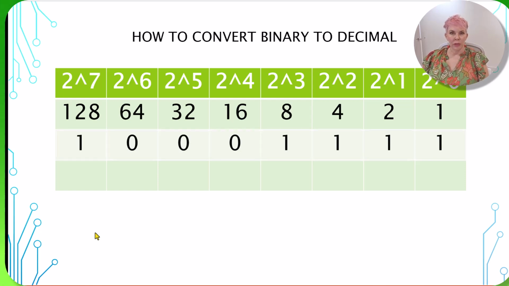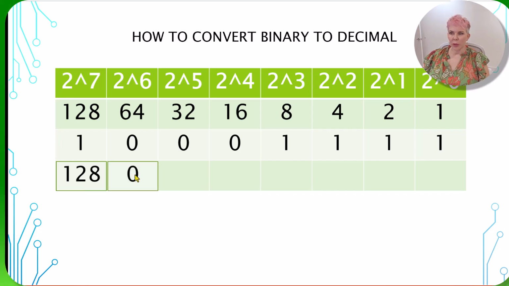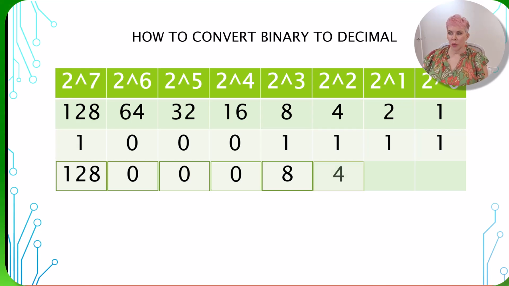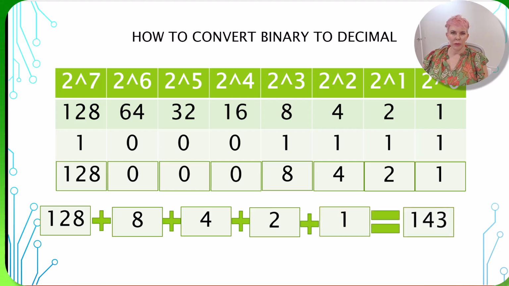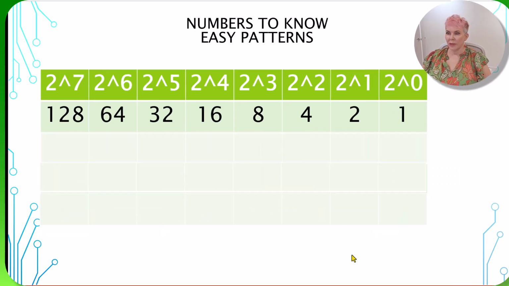Let's take a look at what we've been doing. If I have this binary value where the 1 is turned on, then I know I've got to add 128. The 64 is off, 32 off, 16 off. The 8 is on, the 4 is on, the 2 is on, and the 1 is on. What we would normally do is add 128 plus 8 plus 4 plus 2 plus 1, and that would equal 143. Let's look at another way to use easy patterns, and I'll show you this sample in a couple of slides.